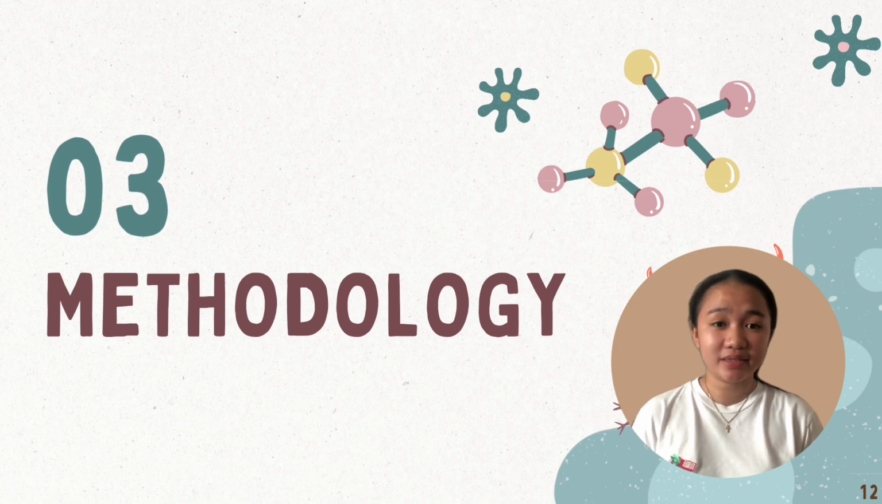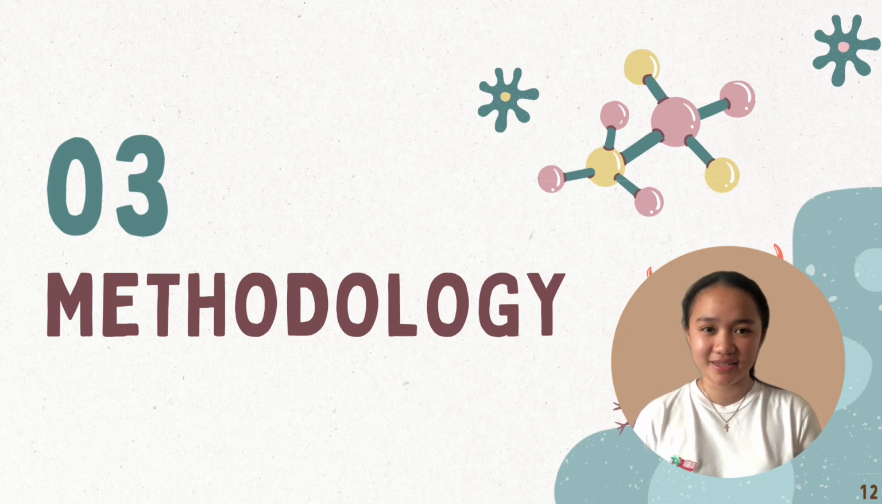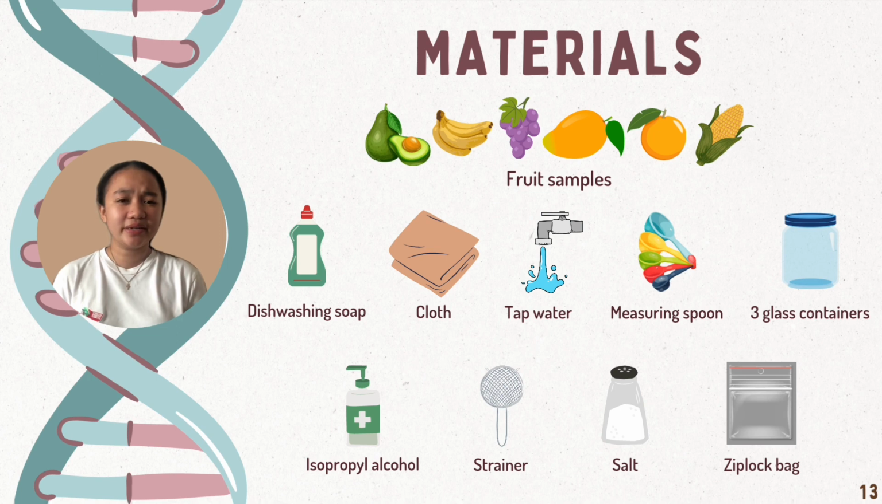Now we have the methodology. Under these are the materials used and the procedures done to conduct the experiment. For the materials, we have the fruit samples. In the experiment, we extracted the DNA from avocado, banana, grapes, mango, orange, and corn. We also used dishwashing soap, cloth, tap water, measuring spoon, 3 glass containers, isopropyl alcohol, strainer, salt, and Ziploc bag.